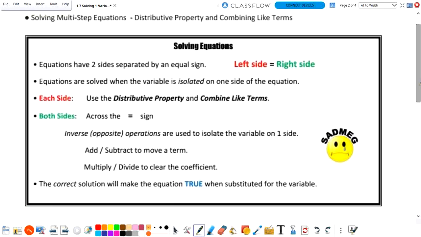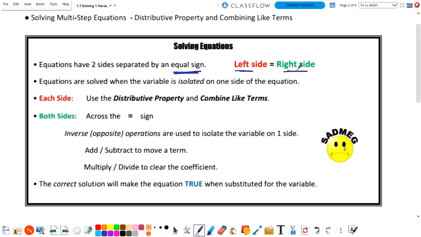Okay, so just a quick little notes box. Equations have two sides and they're separated by an equal sign, right? We know equations have to have that equal sign in order to be an equation. So our left side is equal to the right side. That's why everything we do to one side, we have to do to the other. We want to keep those equal.